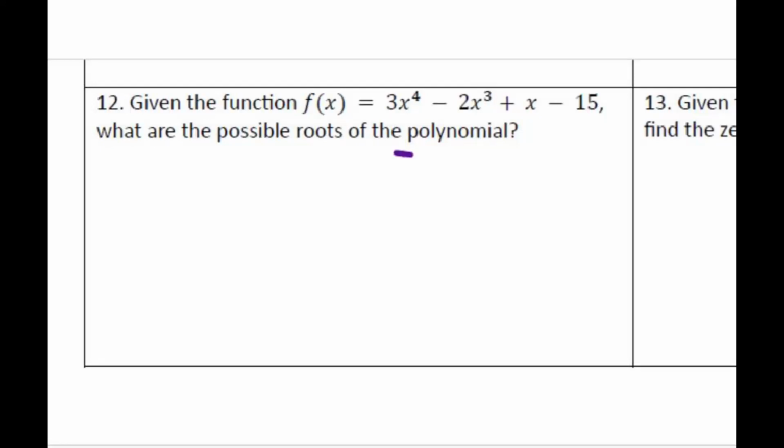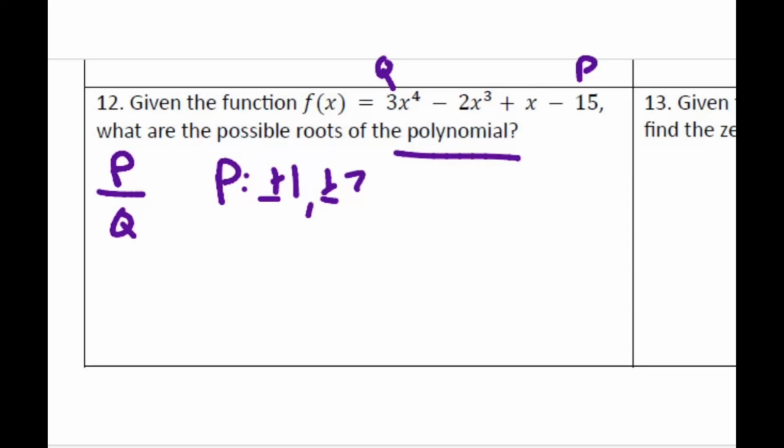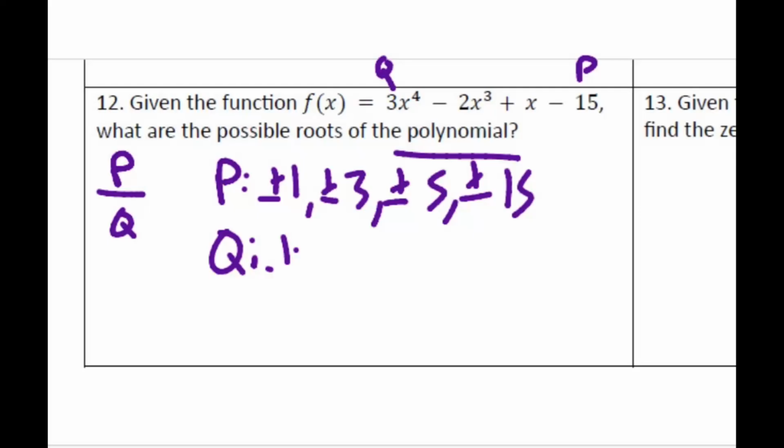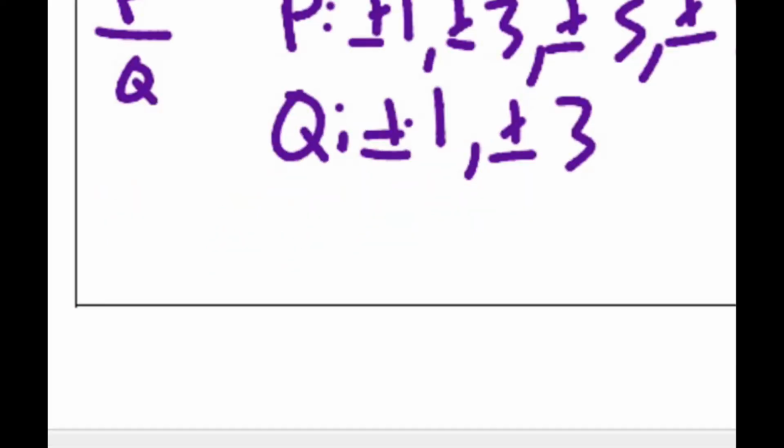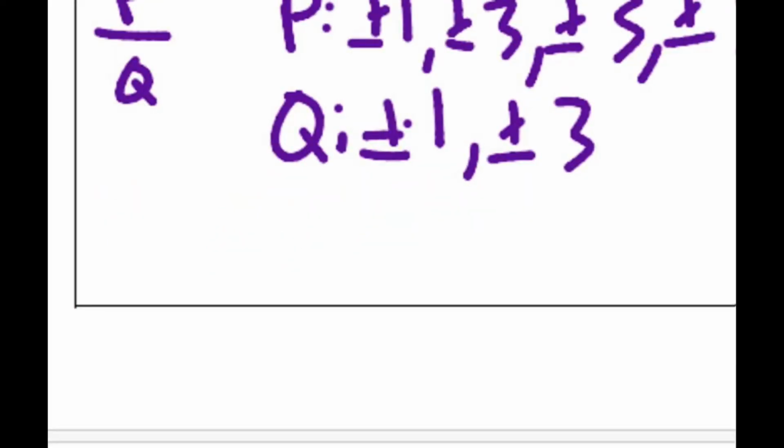This is also one that I would try to write down. This is over polynomials. So this is where we had the p over q. So this is our p. That is our q. We would look at the factors of p. So plus or minus 1, plus or minus 3, plus or minus 5, plus or minus 15. And then we list the factors of q and then put those all together. Plus or minus 1, plus or minus 3. And then I would do all of those together. So p over q.